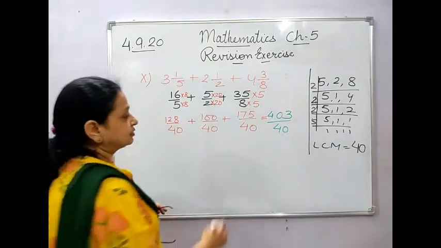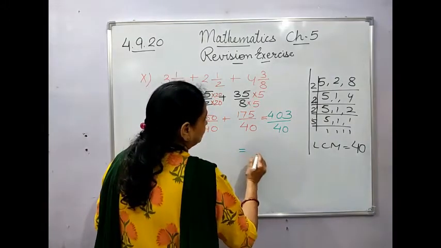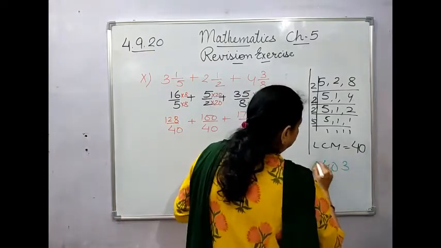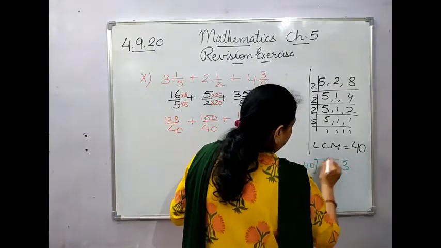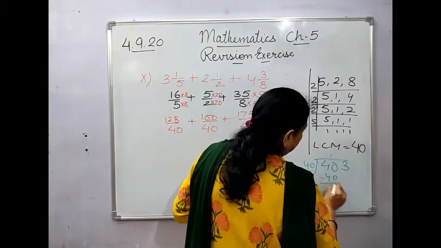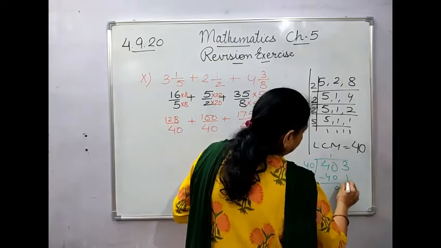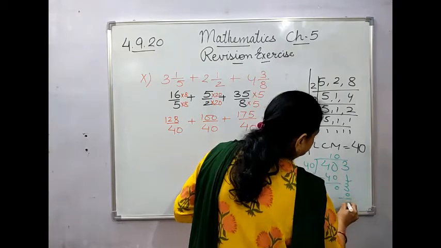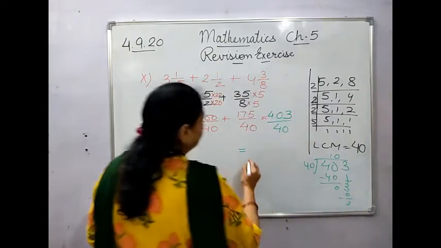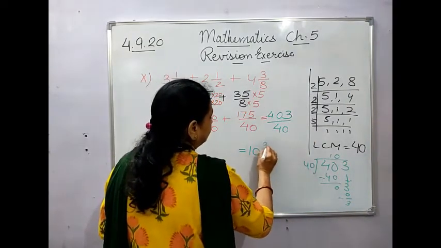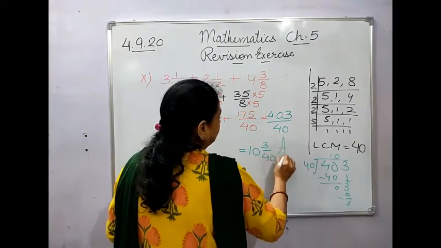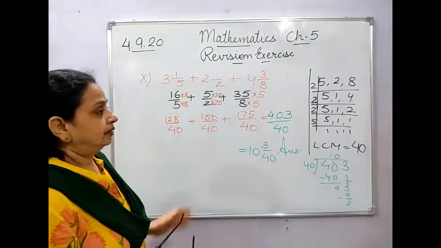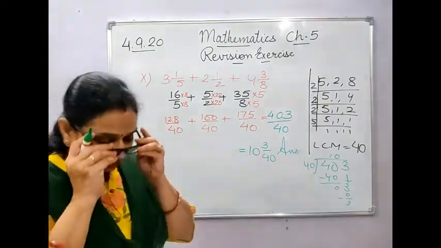Now you have to reduce it to the lowest term. So it will be equal to, now you divide it over here. 40 1s are 40. Then bring down this 3, cannot be subtracted. So it will be 10 whole number 3 upon 40, which will be your answer. Okay, just have a look at it.